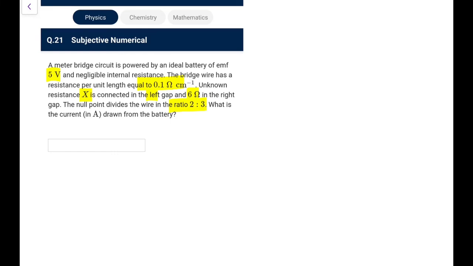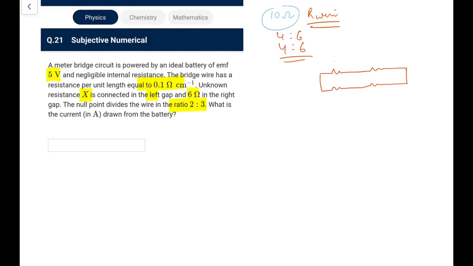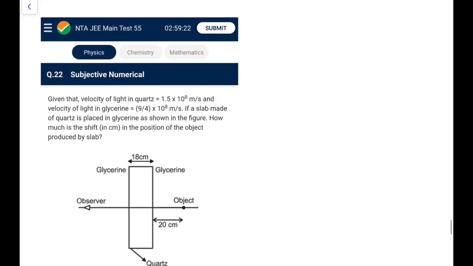Okay, so it divides it in the ratio 2 is to 3. First of all, because it's a meter bridge, 0.1 into 100 gives 10 ohms as the resistance of the wire. It divides it in 2 is to 3, that is 4 is to 6. So the unknown will also be 4 is to 6. So you have 4 and 6 here, and here also I can have 4 and 6. So if I do 10 parallel 10, that is 5. The equivalent resistance is 5. So the current drawn will be 1 ampere. It again is a simple question for you. This is 1 ampere. Now go ahead.